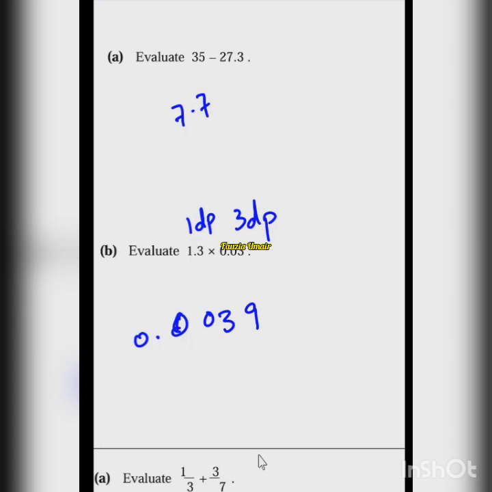Ma'am, जी बेटे. 0.0, not two zeros. No, because I have written this, that's wrong. It's a 2 decimal. That's right. This was a 2 decimal. So it would be 0.039. That's right. ठीक है. 1 decimal is multiplied with 2 decimal. The answer is 3 decimal digits. Right?